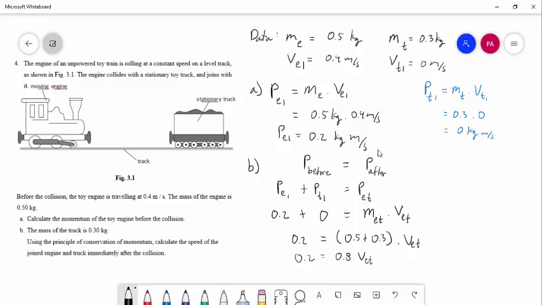So that means the velocity of the engine and the truck is 0.2 divided by 0.8, which is 0.25 meters per second. So this is the final answer. Okay, that's the explanation of the assignment that I gave you before, and goodbye.